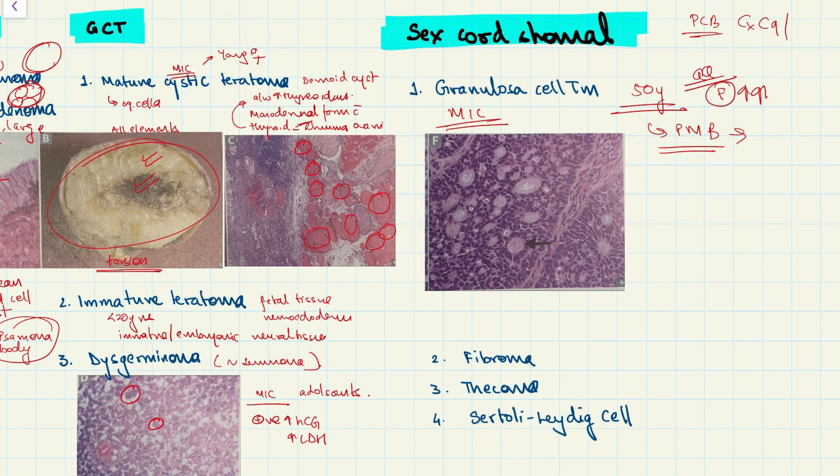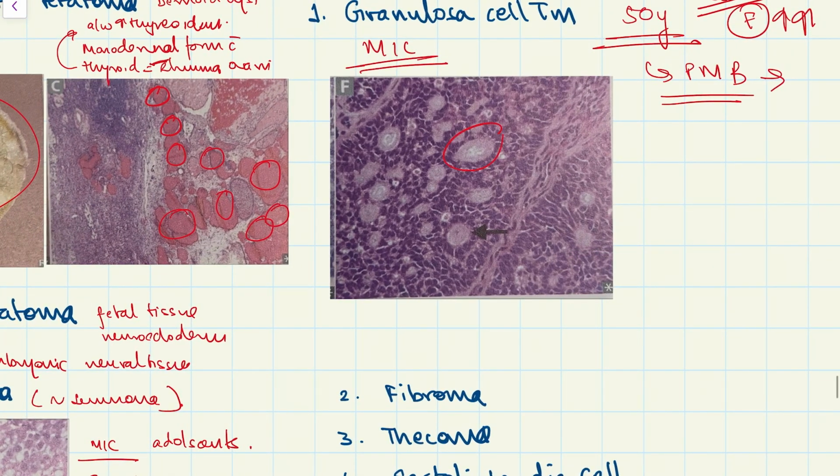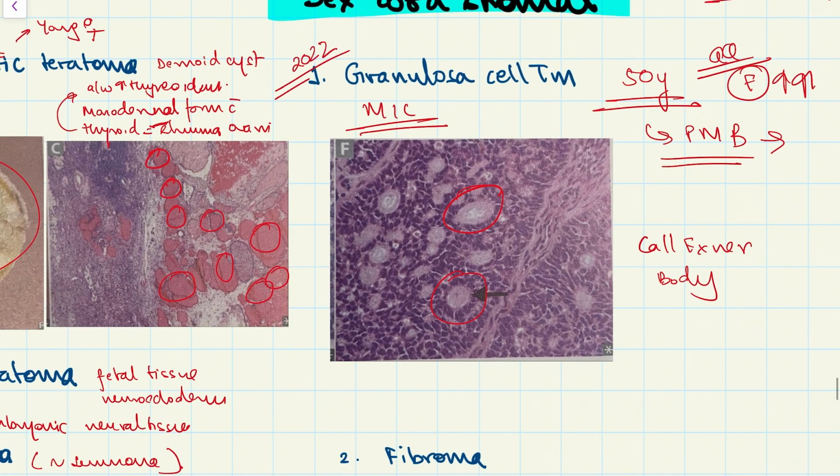On histopath, we can see the Call-Exner bodies, and this was again asked this year in INI-CET or NEET, right? So what are Call-Exner bodies? They are granulosa cells which are arranged haphazardly around a collection of eosinophilic fluid, right? So this is eosinophilic fluid, as it is pinkish in color, and the cells surrounding it are the granulosa cells. So they resemble a primordial follicle and are called the Call-Exner body. The tumor marker associated is inhibin.